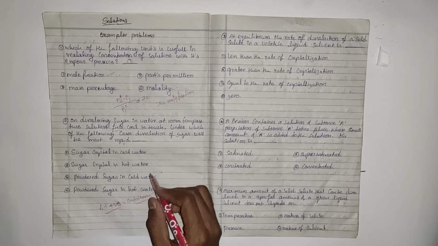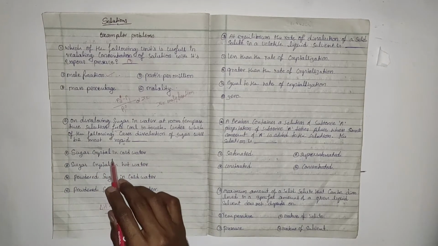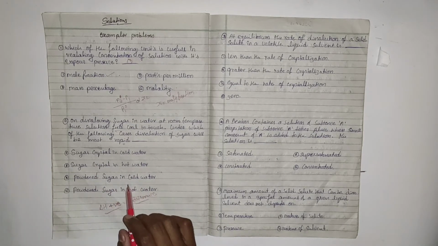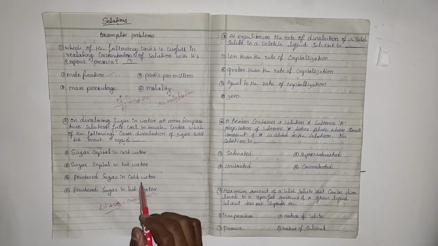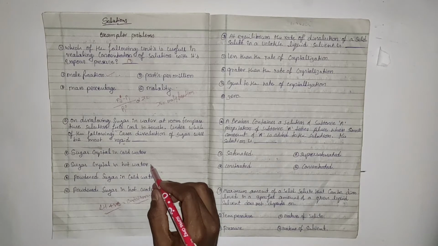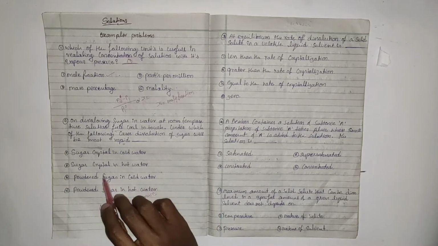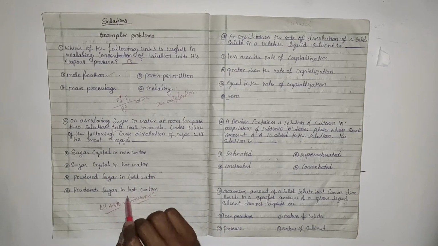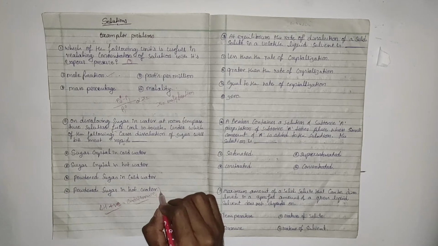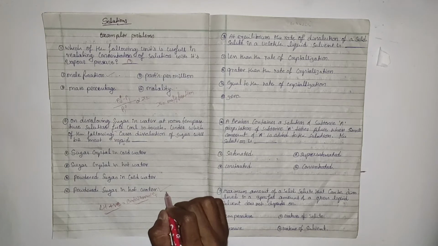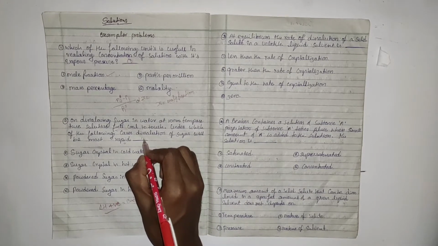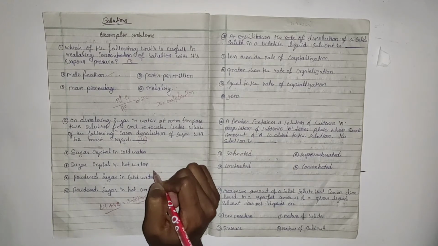Here you may have confusion about crystal sugar. One more point to remember: in hot water, solubility is very high. So between the options, sugar crystal in hot water and powdered sugar in hot water, the right answer is powdered sugar in hot water, where dissolution is most rapid. So the right answer is option 4, the fourth option.